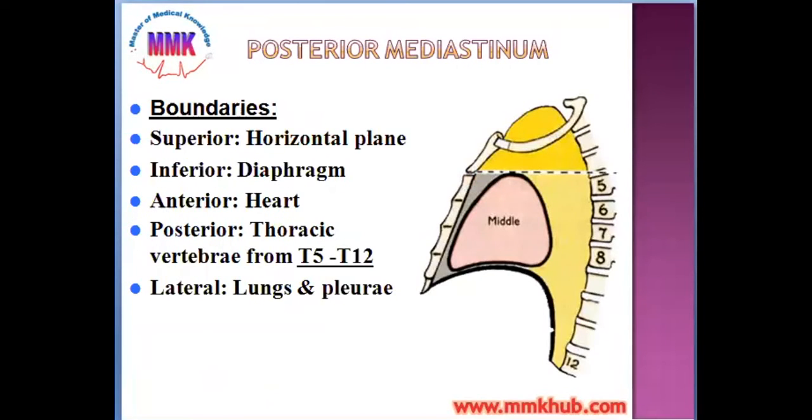Then the posterior mediastinum portion of the inferior mediastinum. It is bounded superiorly by the horizontal plane, as we already discussed. Inferiorly, there is the diaphragm. It is posterior to the heart. That's why the anterior border is the heart. And posteriorly, it is bounded by the thoracic vertebra, extended from the thoracic fifth vertebra to the thoracic 12th vertebra. And lateral to the posterior mediastinum are the lungs and their pleurae.